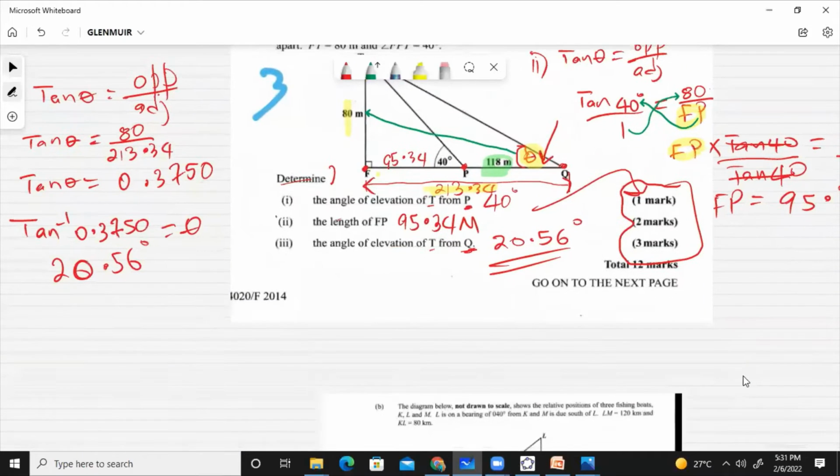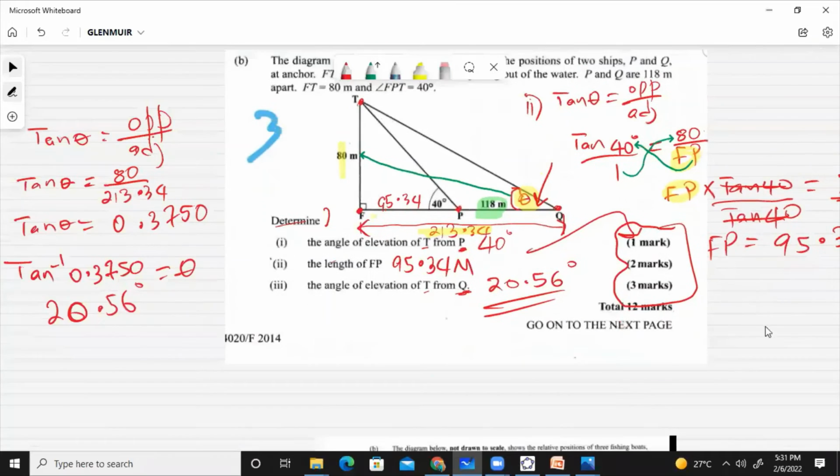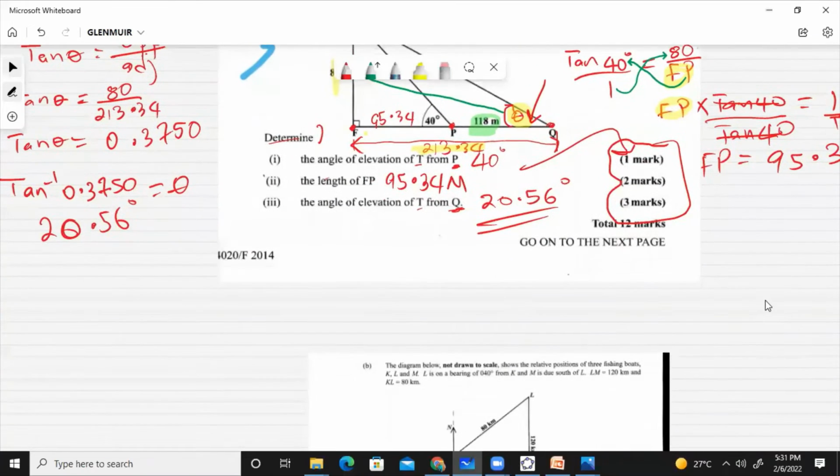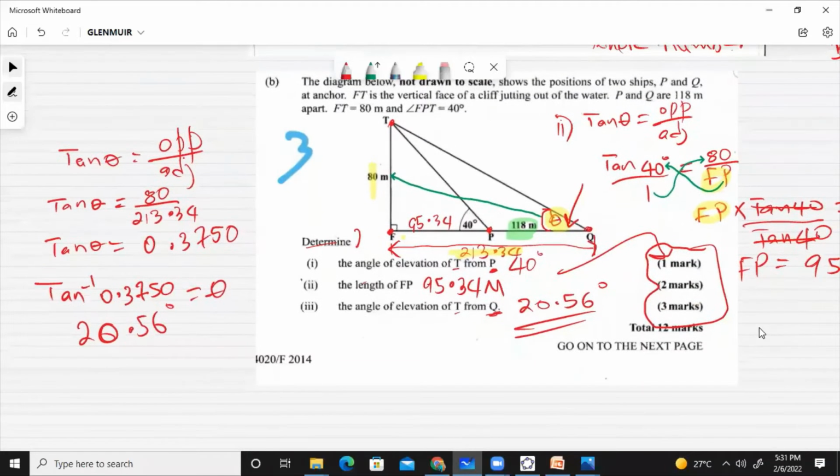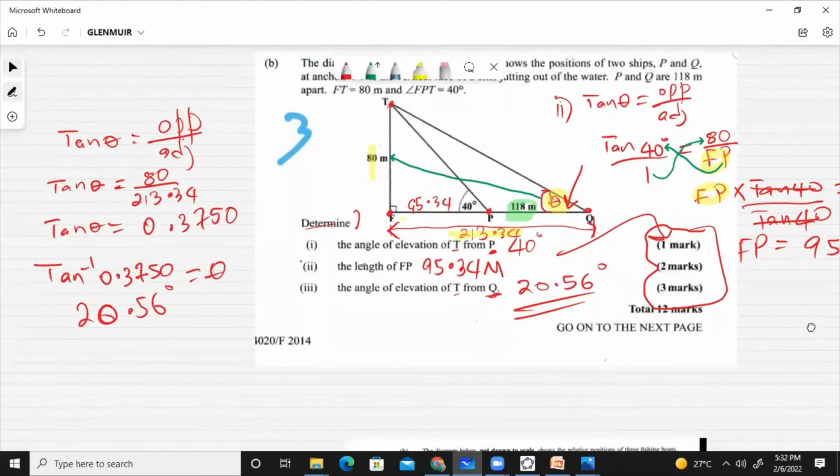All right. I think we're at the first hour. Yes, we are. And we are now going to venture into the world of bearings. So bearings is a little bit more work than the elevation and depression. So let's jump into it.